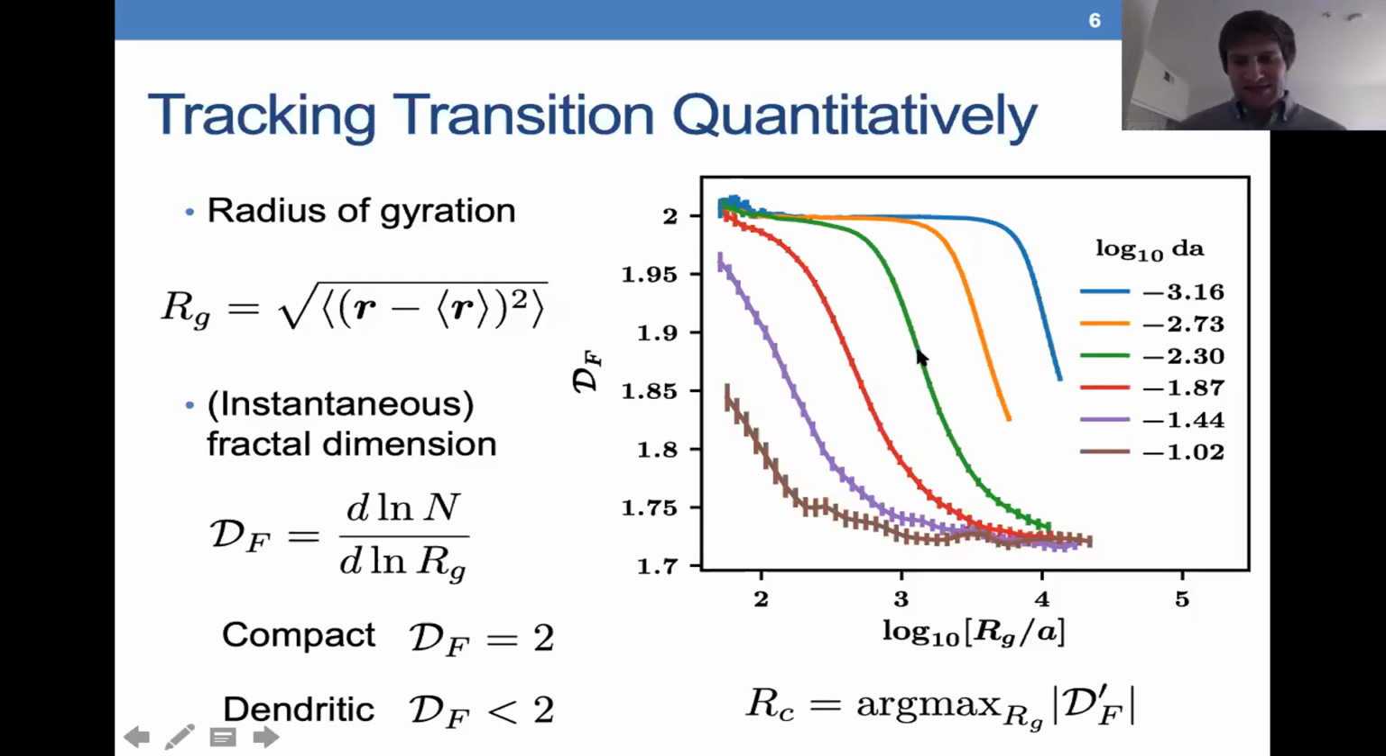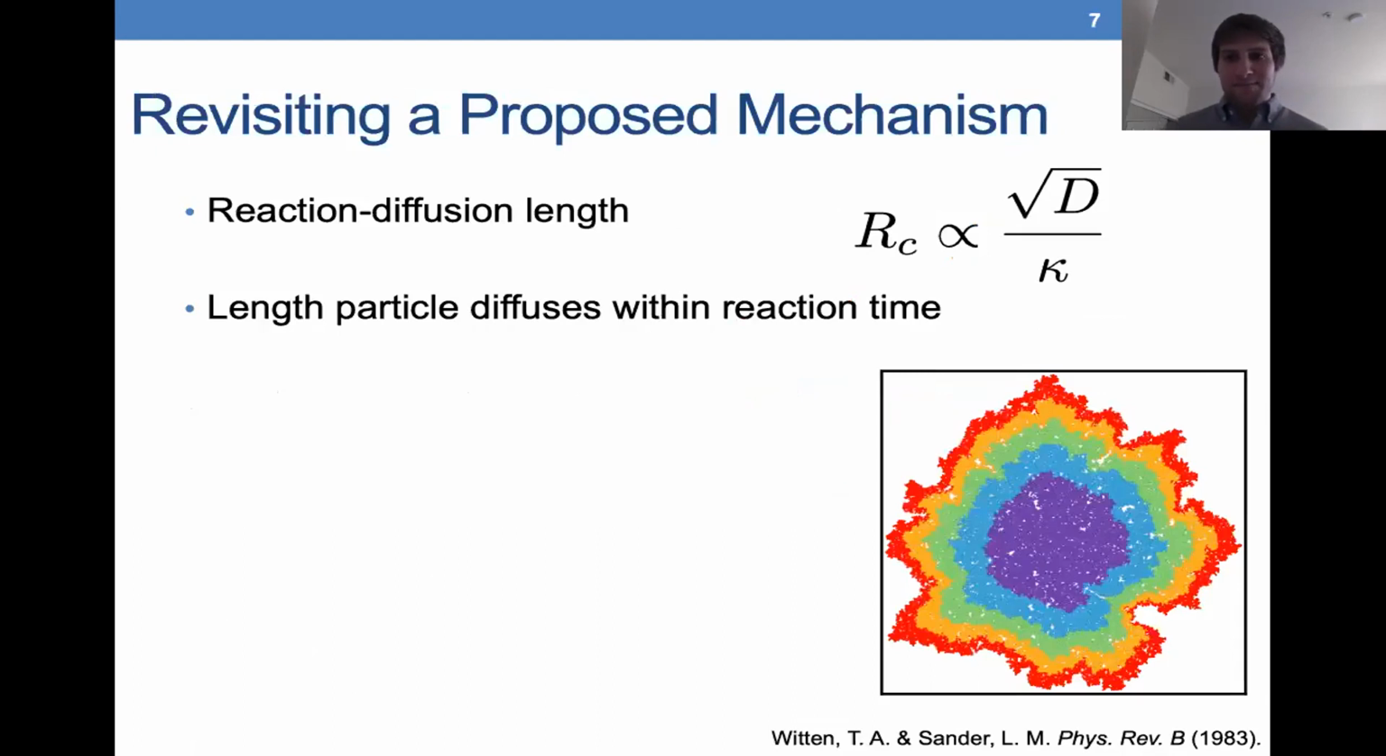Okay, now that we understand these things, we can propose a mechanism for how this split is occurring. And the mechanism that we propose is revisiting an older mechanism, although that mechanism was phrased in terms of sticking probabilities, which aren't actually physically well-defined quantities.